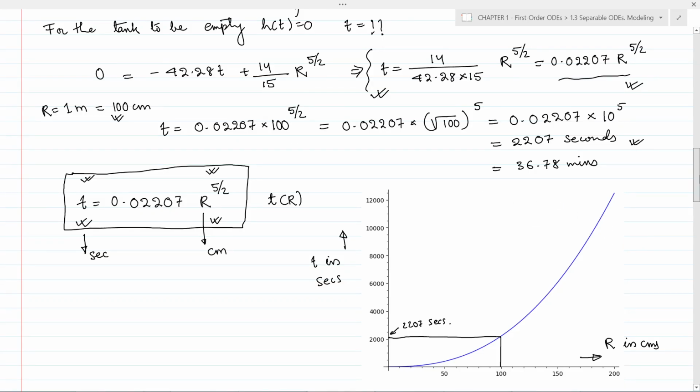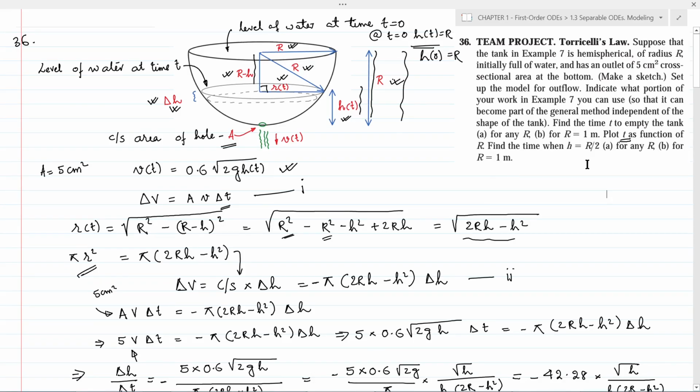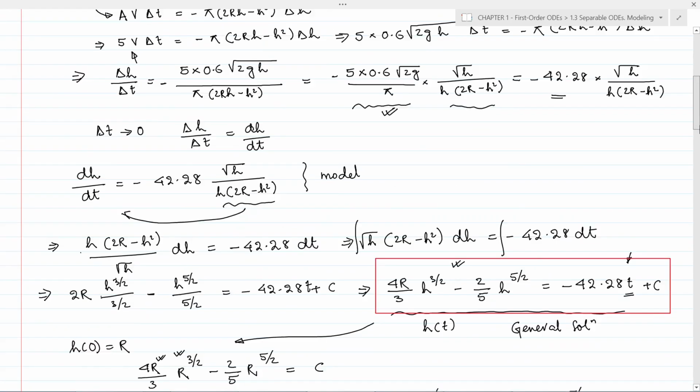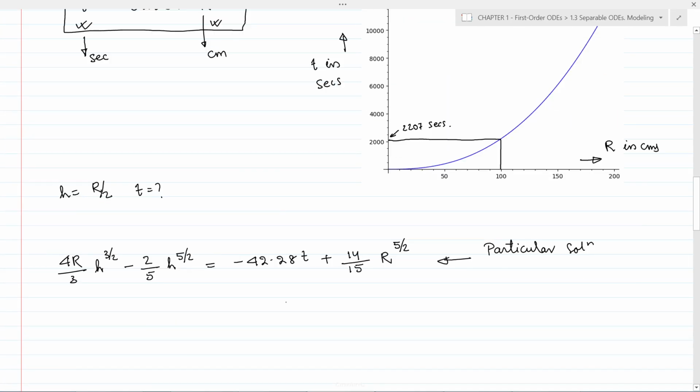Next, the question is asking to find the time when h equal to r by 2, that is when this h is exactly halfway from the top, for h equal to r by 2, again for any r and for r equal to 1 meter. So we can put h equal to r by 2 in the particular solution to find the time t. So we have the particular solution like this, and in this equation we will put h equal to r by 2.